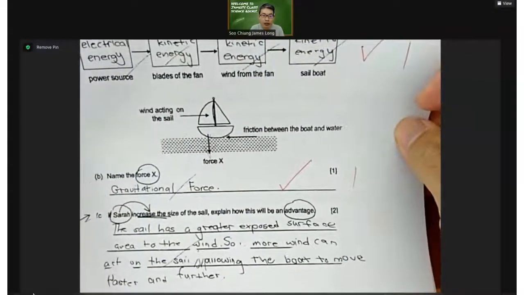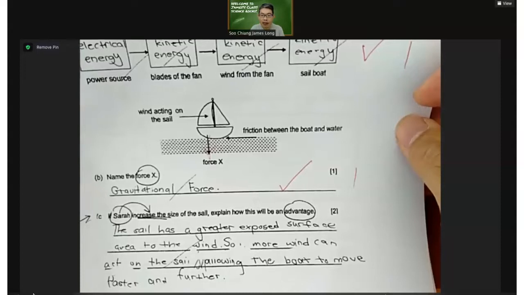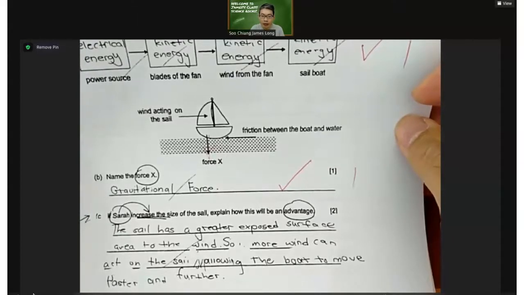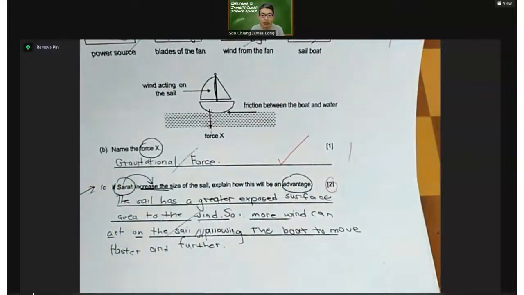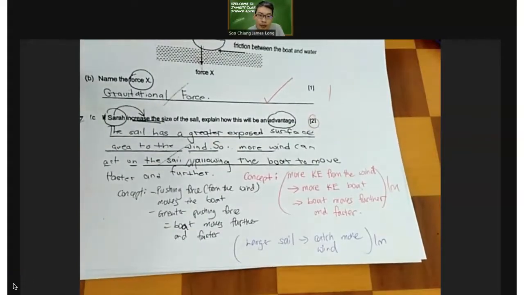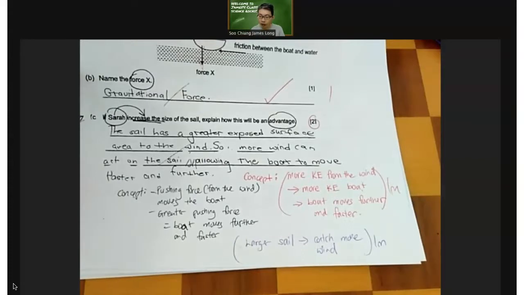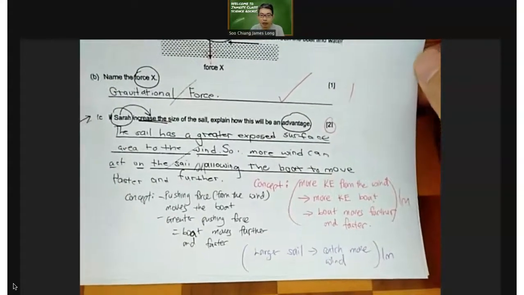If Sarah increases the size of the sail, how would this be an advantage? Alright, so there are 2 marks for this. Now how will we give the 2 marks for this? Always go back first to the concept. What do you think is the concept? Alright, so to get these 2 marks right, you can answer in 2 different ways. In this case here, I would think you can answer in terms of forces or in terms of energy.